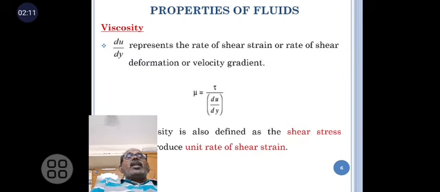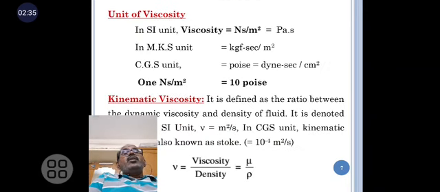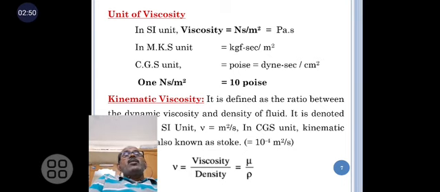The du by dy represents the rate of shear strain, or rate of shear deformation, or velocity gradient. So mu is equal to tau divided by du by dy. Viscosity is also defined as the shear stress required to produce a unit rate of shear strain. The unit of viscosity in SI is Newton seconds per meter square, that is equal to Pascal seconds. In MKS it is kg second per meter square. In CGS it is poise. 1 Newton second per meter square is equal to 10 poise.